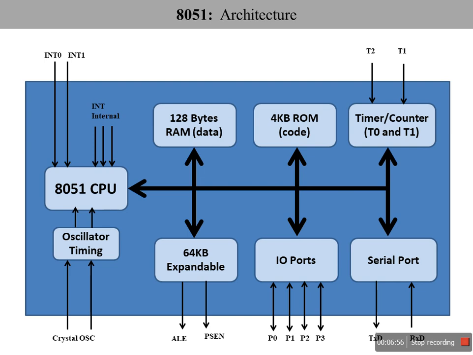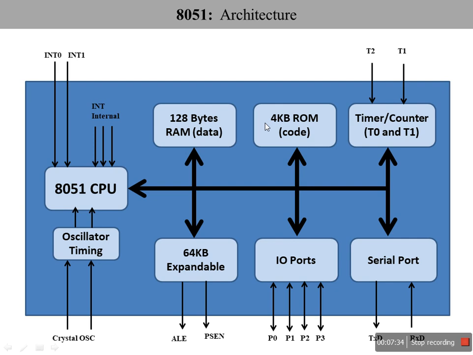Let's look at the internal architecture of 8051. If you go from the left side, there is INT0, INT1. These are 2 external interrupts through which we will be interrupting the microcontroller. Then we have 3 internal interrupts through which we will again be interrupting the 8051 microcontroller. On the other part, we can connect a crystal oscillator. Inside we have an oscillator circuit and a timing circuit. When you go here, it is 128 bytes of RAM, used mainly for temporary data storage.